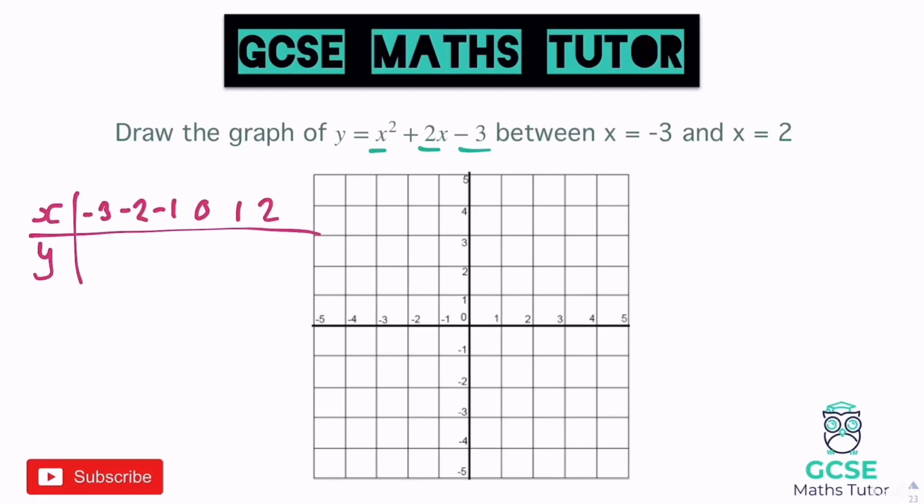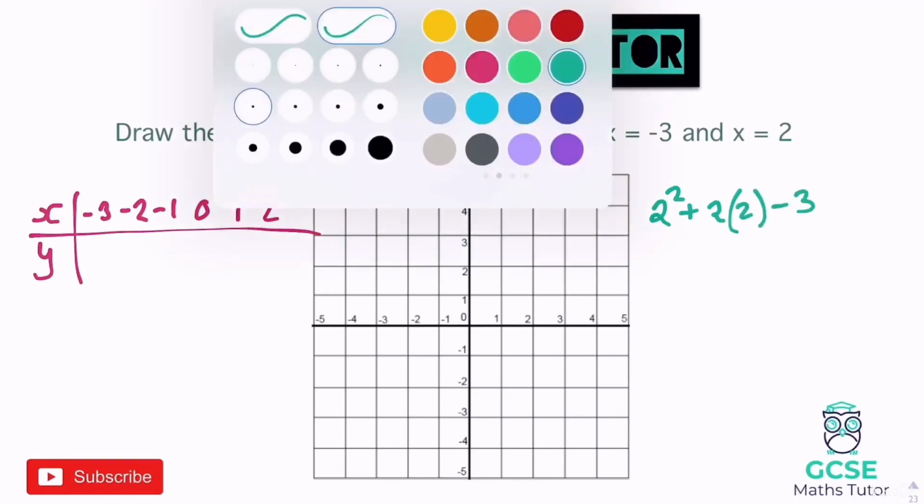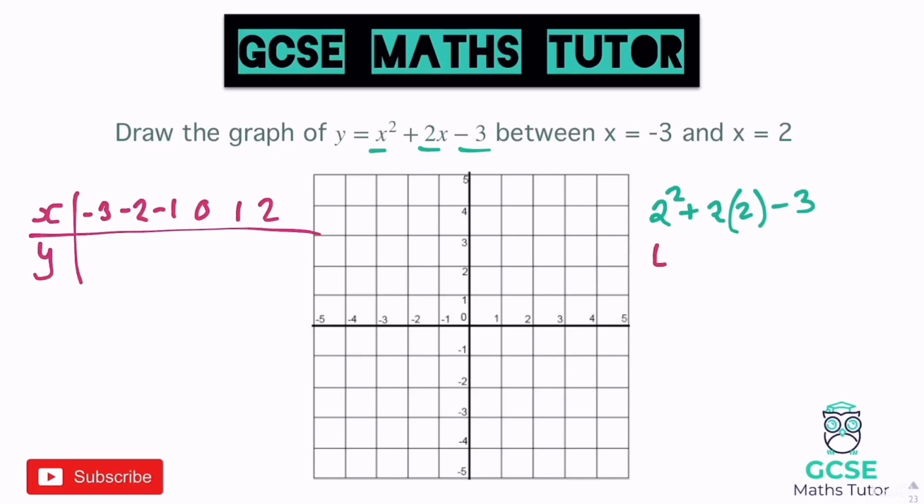So we have 2 squared plus 2 lots of 2 take away 3. I'm just going to work that out nice and slowly. 2 squared is 4 plus 2 lots of 2, which is 4, take away 3. So 4 plus 4 is 8, take away 3 is 5. So my answer there underneath the 2 is going to be 5.